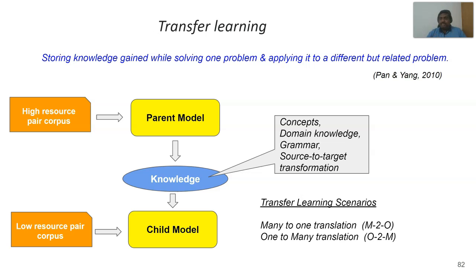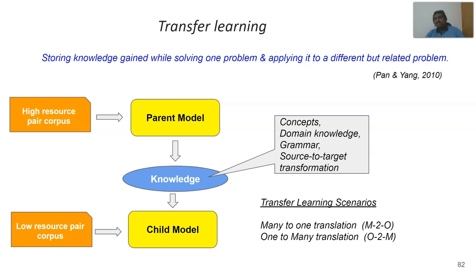So many-to-one means that you are looking to translate to one particular language. The target language is fixed, whereas on the source side, say you want to translate from Galician to English, that's a child pair, but you also have access to, say, Spanish-English. So Spanish-English is the high resource language pair, and on the source side you have the parent Spanish language. So that's the many-to-one scenario.